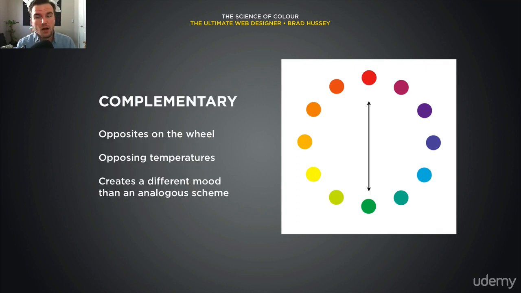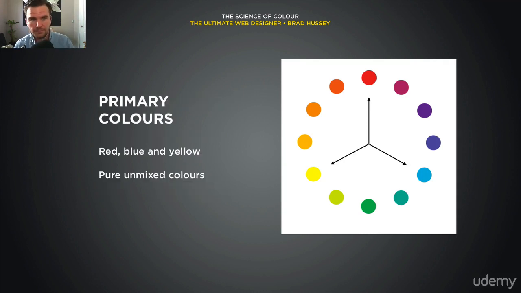Complementary are opposites on the wheel. They have opposing temperatures and they create a different mood than an analogous scheme. Now, it's not necessarily up and down. It could be left and right, diagonals. Anything that is directly opposite of the color on the color wheel is complementary.